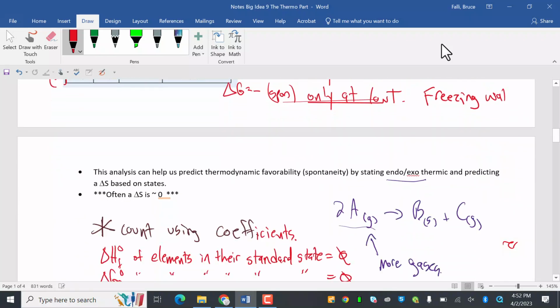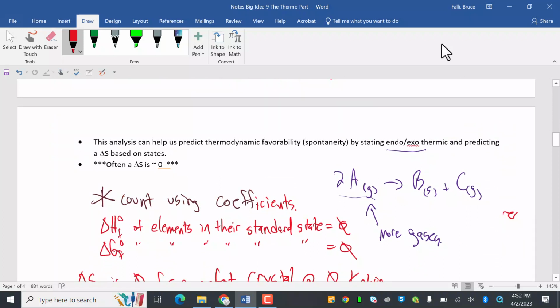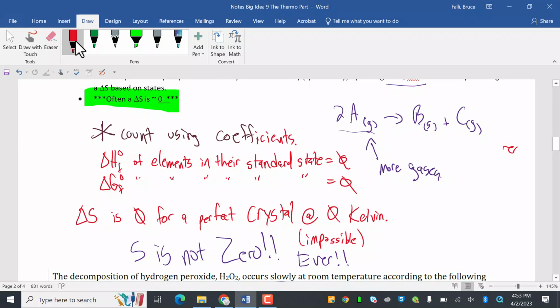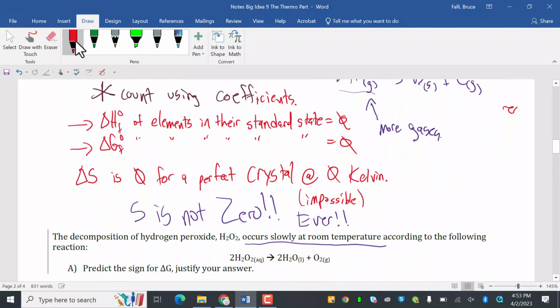Okay. This analysis can help us predict thermodynamic favorability, spontaneity, by stating endo, exo, and predicting delta S based on states. And it is important to note that delta S is often close to zero and doesn't matter. Okay. All right. So when we're predicting whether it's going to be spontaneous or not, you count the number of gases using coefficients. All right. So in this case, the delta H of elements, their standard state is zero. I think we did this before, right? So when we calculate delta H, these are the things that you need to remember. All right. Delta G of elements, their standard state is zero. Delta S is never zero. It's only zero for a perfect crystal at absolute zero, which is 0 Kelvin. S is not zero ever.